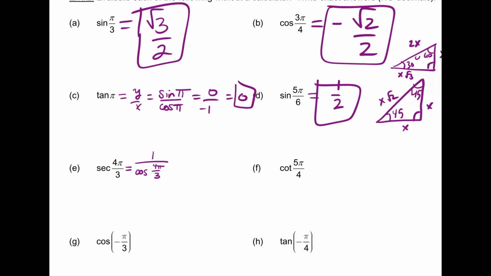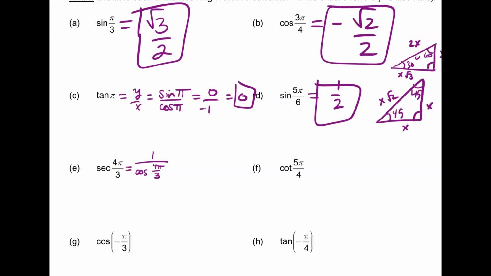All right, 4 pi over 3. It's past pi and down about a third of the way. It's in the third quadrant. So it's pi over 3 further than 180. This reference angle is pi over 3. That's 60 degrees. So this is pi over 3.